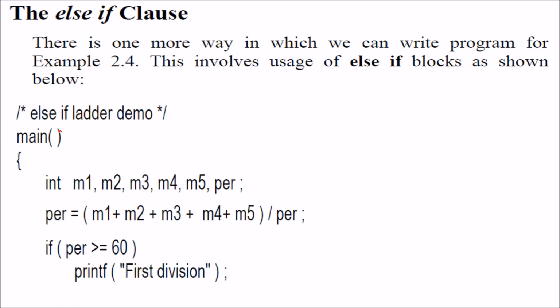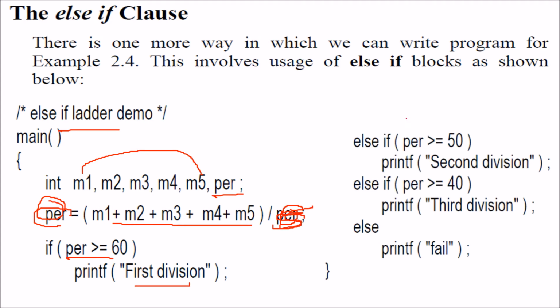This is an if ladder demo, and we just take from M1 to M5 and add them all, dividing by 5, sorry, this is 5. Now what we get here is percentage. So we add them, divide by the value 5. If there are 5 subjects, then we say it is PER. Now percentage, if it is greater than or equal to 60, we say first division.